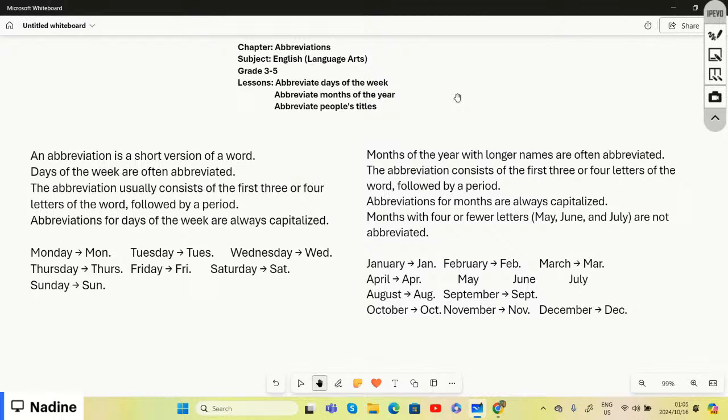All right. So that is our chapter. We're doing abbreviations. And now when it comes to abbreviations, whether we're abbreviating days of the week, months of the year, people's titles, whether we abbreviate anything, an abbreviation is a short version of a word.